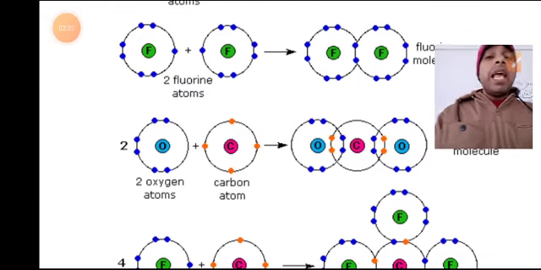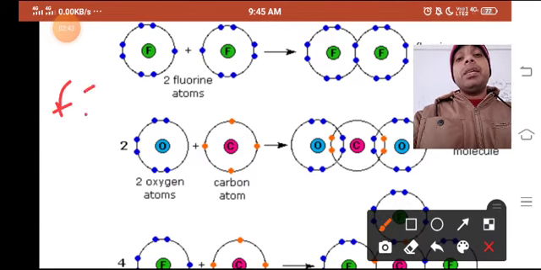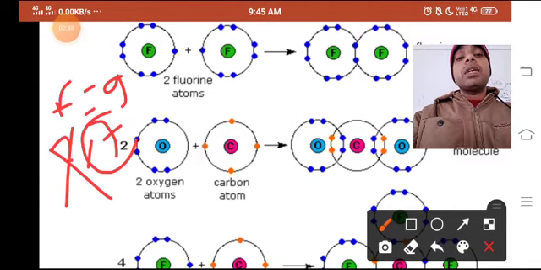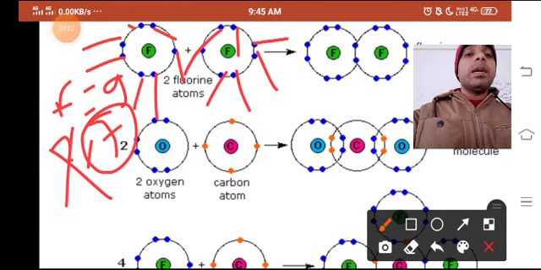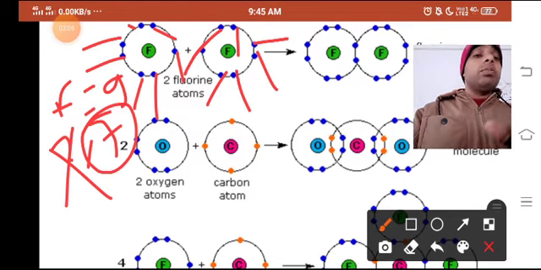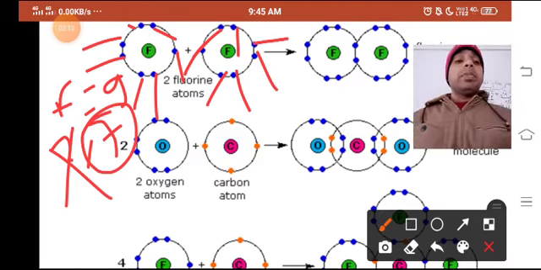So F is there, and the atomic number of fluorine is 9, with electronic configuration 2,7. So 7 valence electrons are there. Here I will arrange them: 1 2 3 4 5 6 7 electrons, and in this one also 1 2 3 4 5 6 7. So 7 electrons are there. Both are not stable, because stability means there should be 8 electrons in the outermost shell.